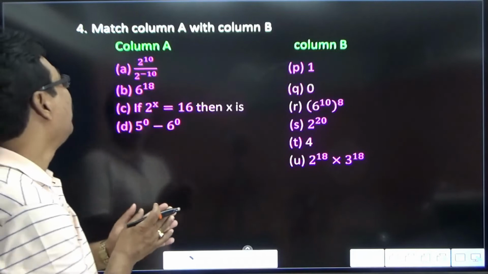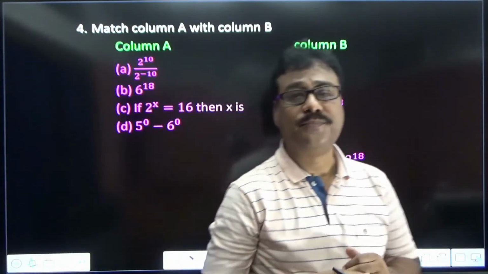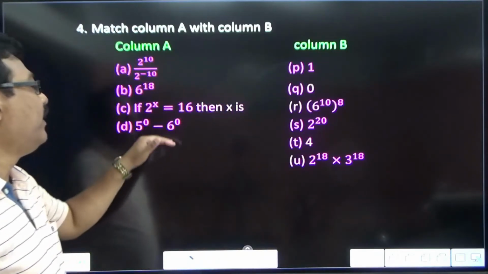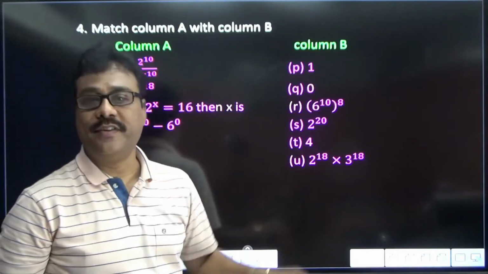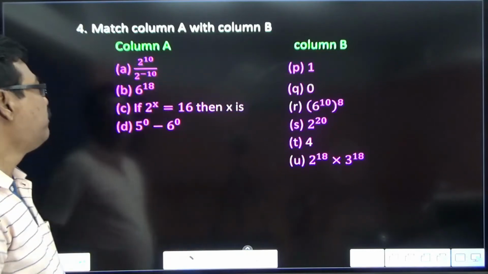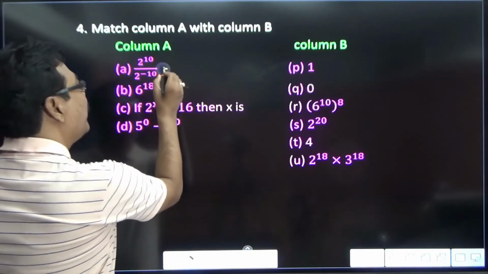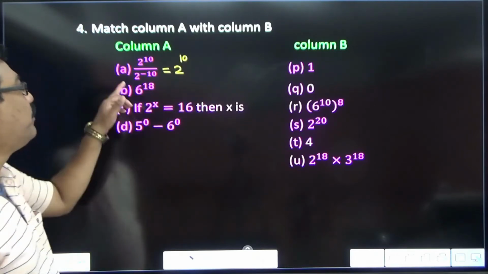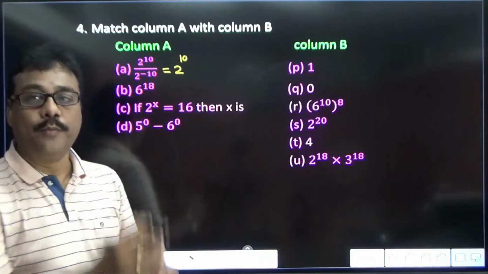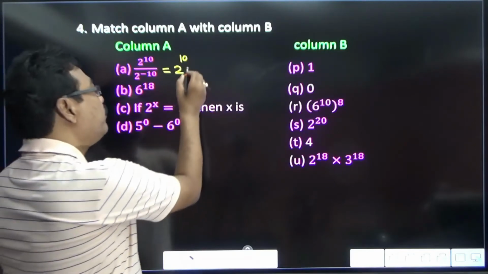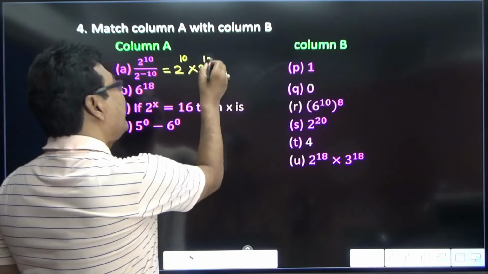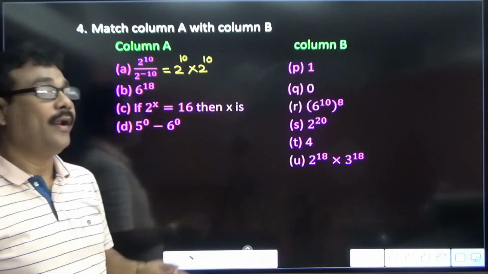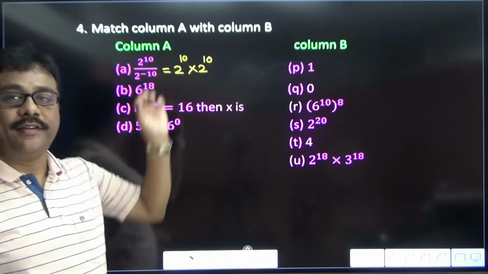Okay, next one is match the column A with the column B. So what will we do here? We'll simplify these things and then we have to see which one matches which one. So here the first one, what will we do? 2 to the power 10 is already there. This 2 to the power 10 in the denominator can go in numerator. Negative power will go to the numerator as positive power, and if it is positive power, it will go to the numerator as negative power.